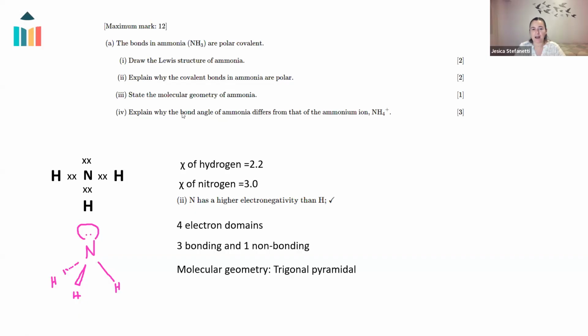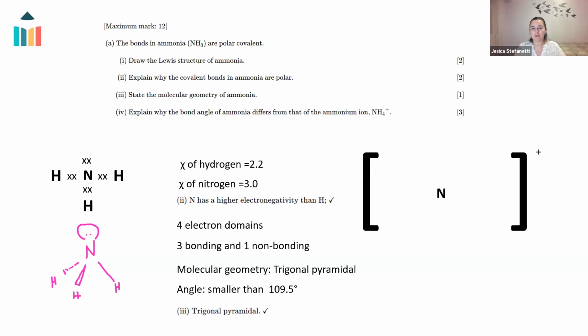For the next one, you're asked to explain why the bond angle of ammonia differs from that of ammonium. Here, you just have to think, what is the structure of ammonium? So we can say, okay, here the angle is probably smaller than 109.5. We already know that we have a lone pair over the nitrogen and that lone pair exerts greater repulsion. But what about ammonium? First of all, ammonium is an ion.